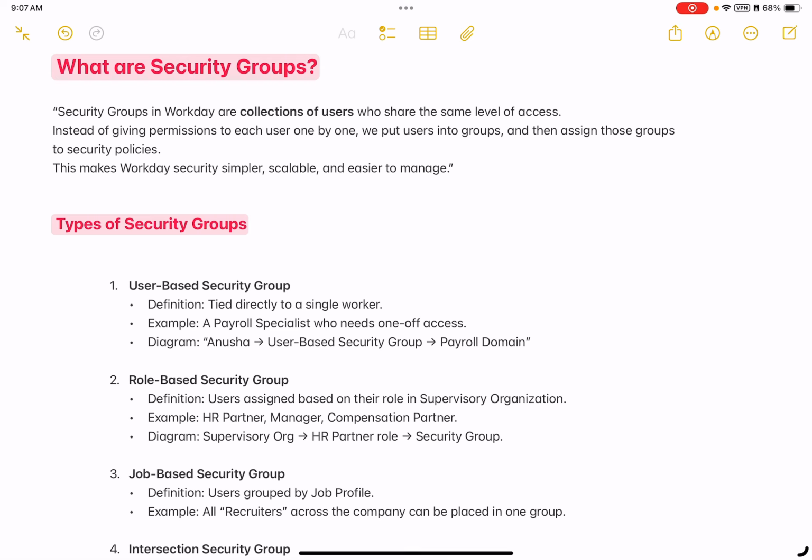Role-based security group: users assigned based on their role in a supervisory organization. For example, HR partner, manager, compensation partner. Supervisory org, HR partner, and security group. Job-based security group: users grouped by job profile. All recruiters across the company can be placed in one group.